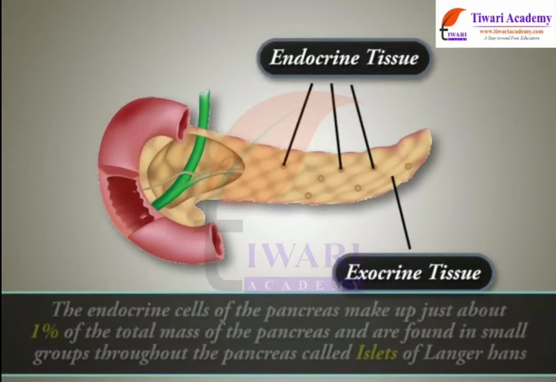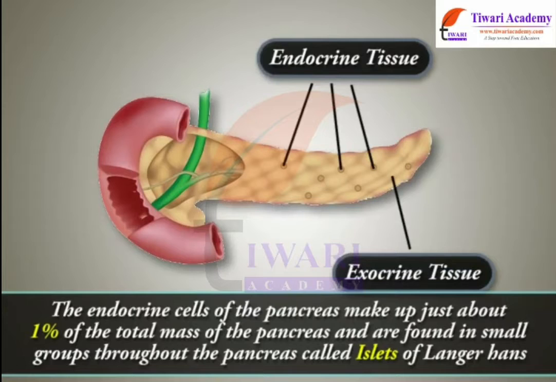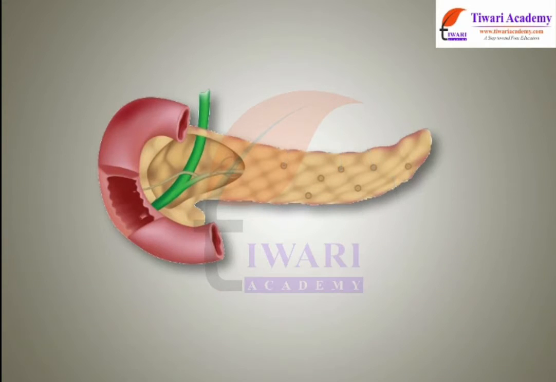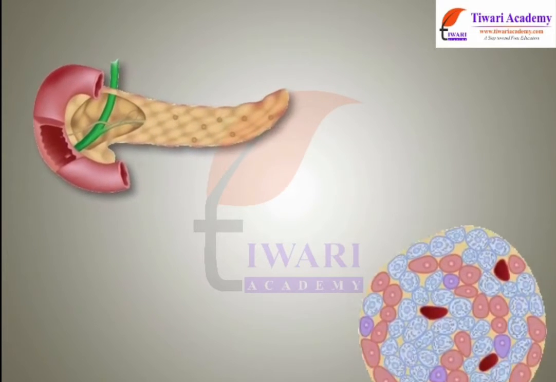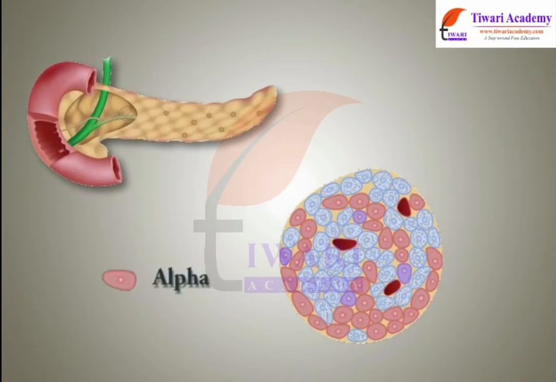The endocrine cells of the pancreas make up just about 1% of the total mass of the pancreas and are found in small groups throughout the pancreas called islets of Langerhans. Within these islets are two types of cells, alpha and beta cells.